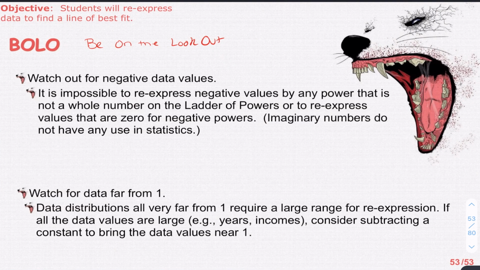And lastly, watch out for negative data values. It's impossible to re-express negative values by any power that is not a whole number on the ladder. Imaginary numbers do not have any use in statistics. And then also watch out for data far from 1. Data distributions all very far from 1 on the ladder require a large range for re-expression. If all the data values are large, I think years or incomes, consider subtracting a constant to bring the data values near 1.